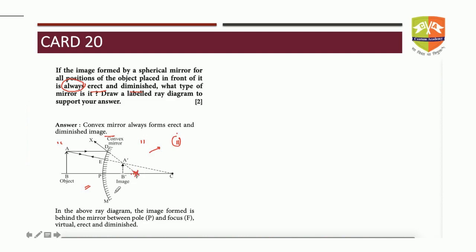Power of the lens is nothing but a measure of convergence and divergence of the lens. If this question comes anywhere, you need to write: power of lens is a measure of convergence or divergence of the lens.